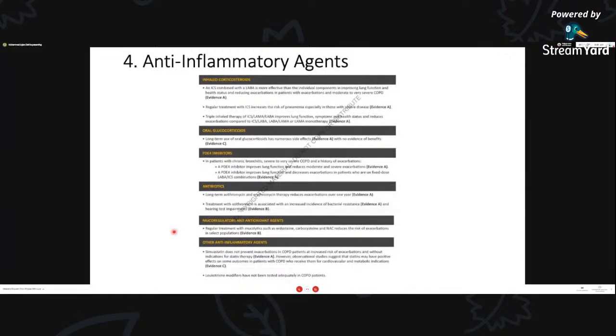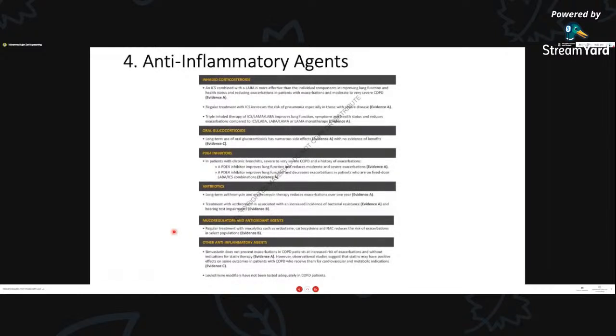And then we can see the PDE4 inhibitors. It is shown that for those having recurrent bouts of exacerbations, PDE4 inhibitors will be beneficial. And then in terms of antibiotics, again, for those having frequent exacerbations, it is shown to be beneficial that we prescribe the patients macrolides, which include azithromycin and erythromycin therapy, to reduce the exacerbations. And then we have the mucolytic agents, as well as other anti-inflammatory agents, which include simvastatins and also the leukotriene modifier.